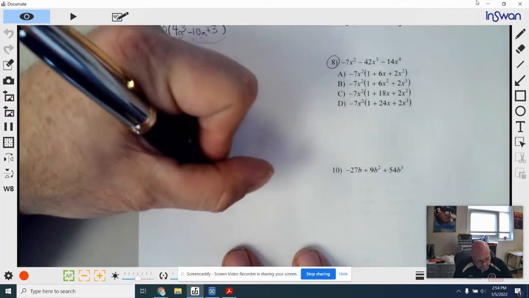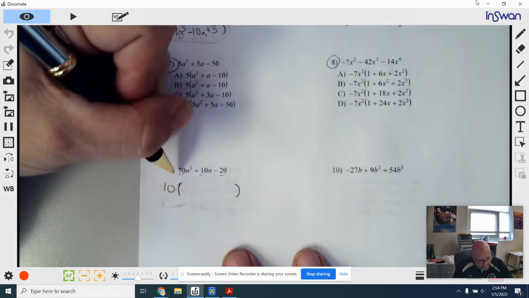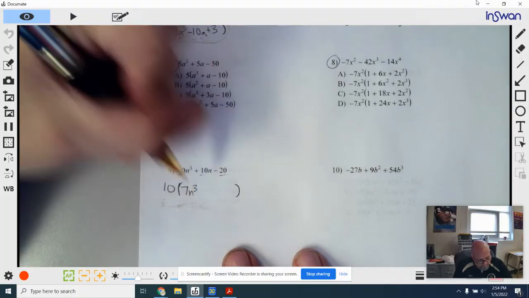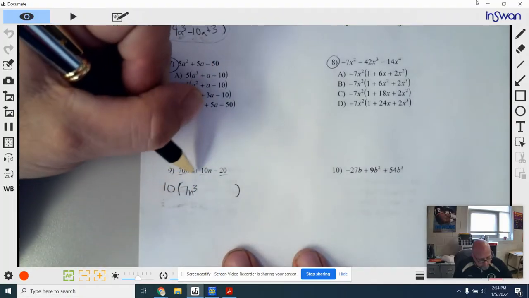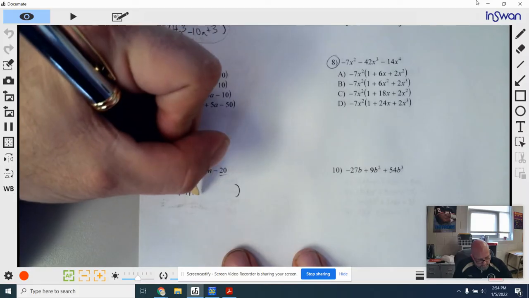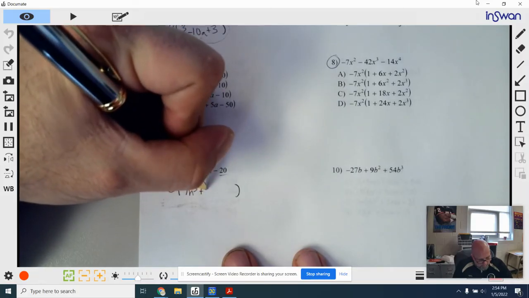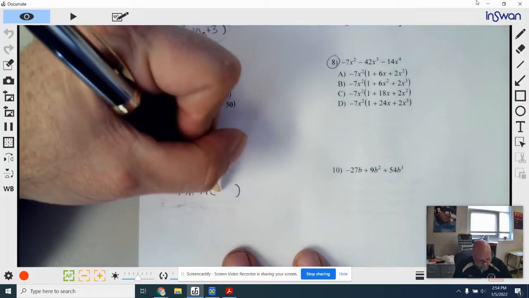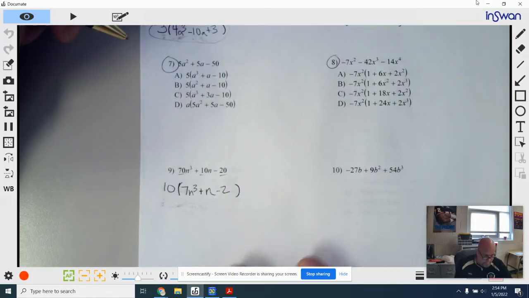So now I put my parentheses back. 10 times what is 70n cubed? It's going to be a 7n cubed. 10 times what is 10n? That's just a positive 1n. And then 10 times what's negative 20? There's your negative 2.